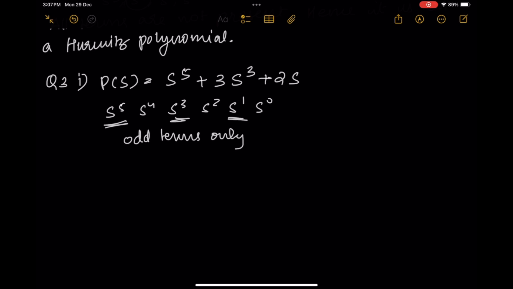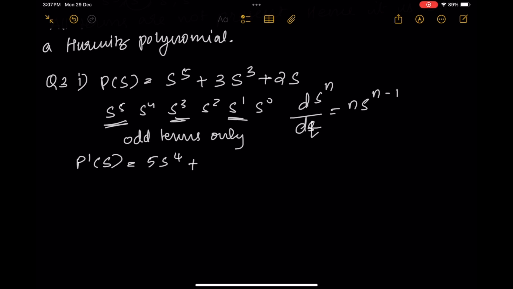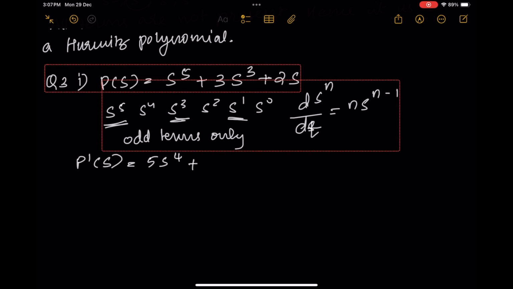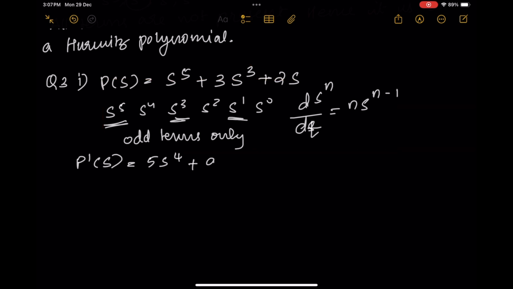So we will be writing the derivative of the given function, that is p dash of s, and we'll get 5s raised to 4 plus, that is n s raised to n minus 1 only. That is, d by ds of s raised to n will give you n s raised to n minus 1. Okay, we got 5s raised to 4. Then the next one is 9s raised to 2 plus 2.